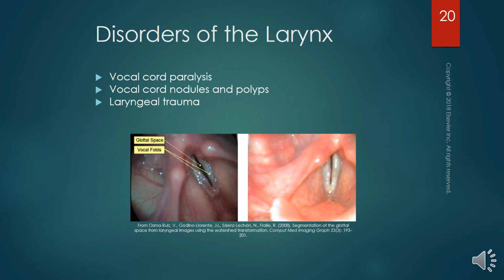So, disorders of the larynx. You've got vocal cord paralysis, vocal cord nodules and polyps, and laryngeal trauma. Okay, so you see the vocal cords here, and it's pointing to the glottal space and the vocal folds. You see those knots there? That's normal. To the left and the right of those yellow lines that are going through, those are normal. And matter of fact, you look for those to make sure that you're in the correct anatomical position for intubation. And we'll talk about that later in critical care.